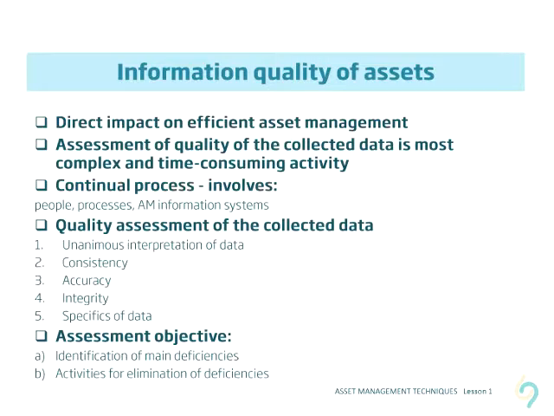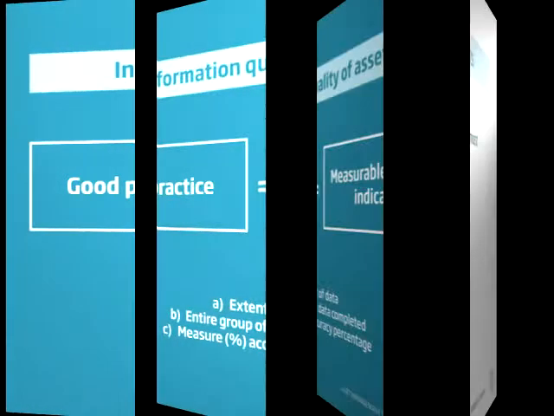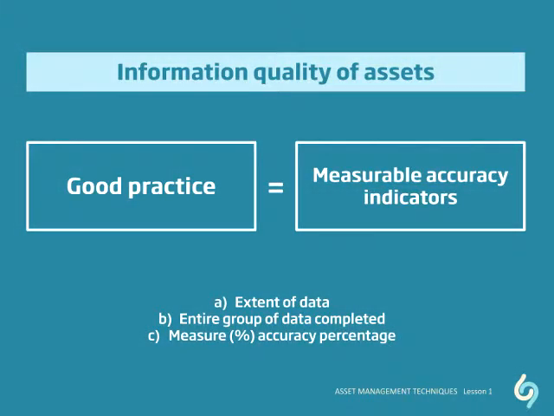Data quality assessment process includes definition of activity and plans for elimination of identified deficiencies, assessment of how the identified deficiencies affect data quality and overall decision-making process, risk assessment regarding the entire asset management system, and assessment of costs of deficiency elimination process. Measurable performance indicators for data quality assessment include the amount and extent of collected information, degree of completeness of an entire group of data, and percentage of accuracy.